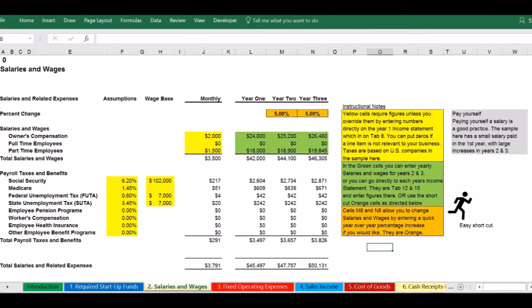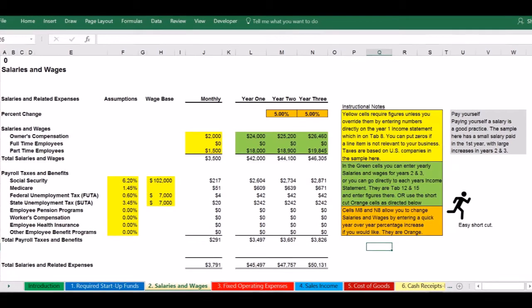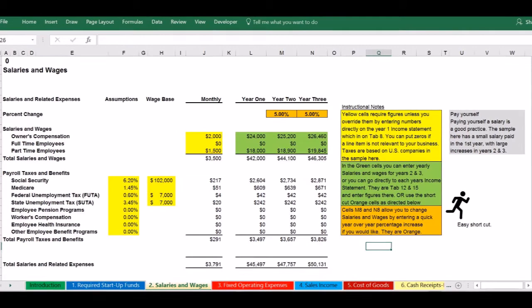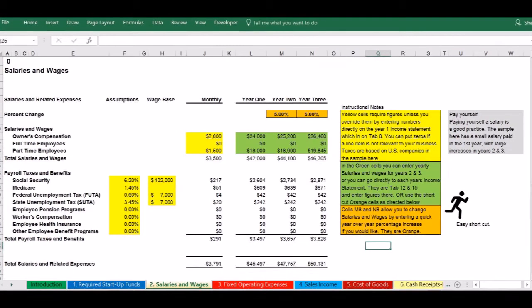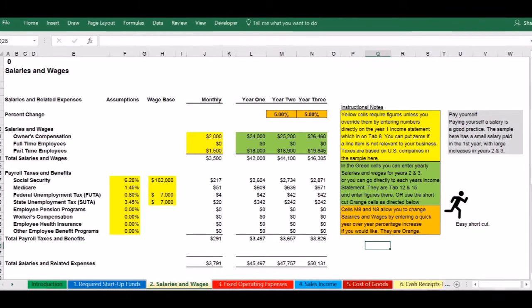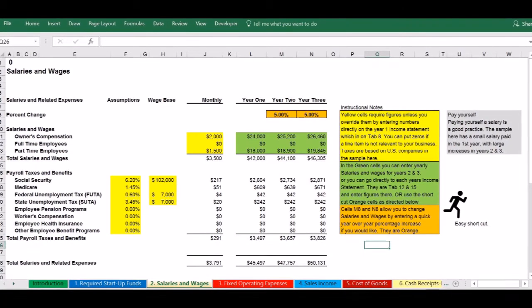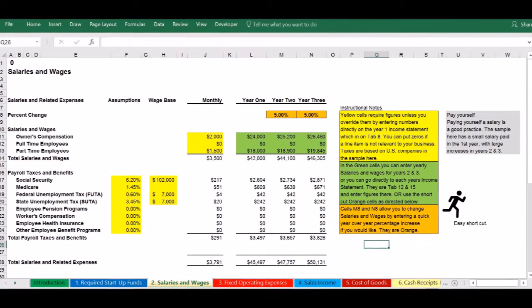If you want to break the salaries down monthly and not have them remain steady over the year for years 2 and 3, then go to the year 2 and year 3 statements, which are tab 12 and 15. There you can enter salaries for each month under the salaries and wages line.